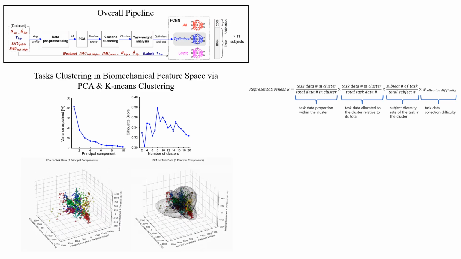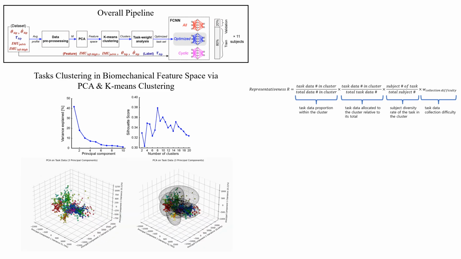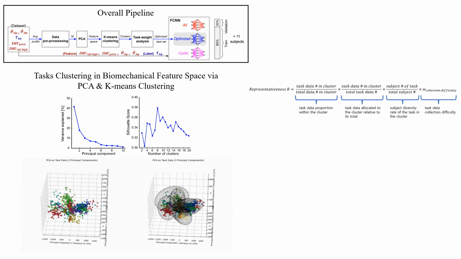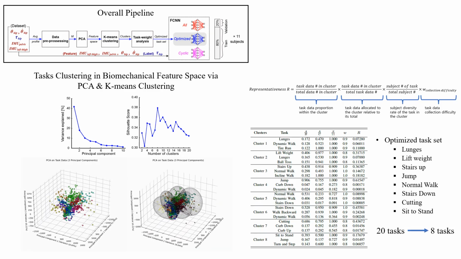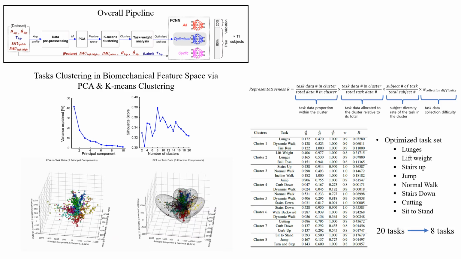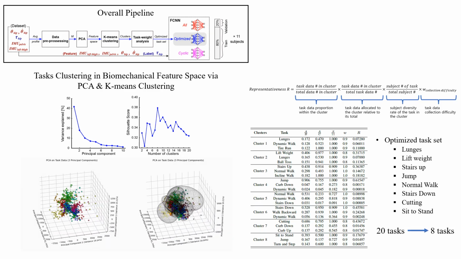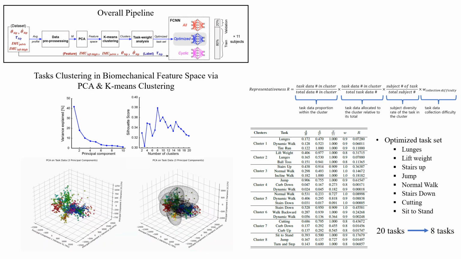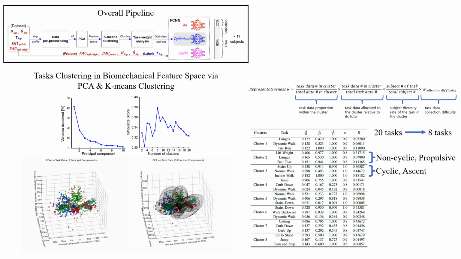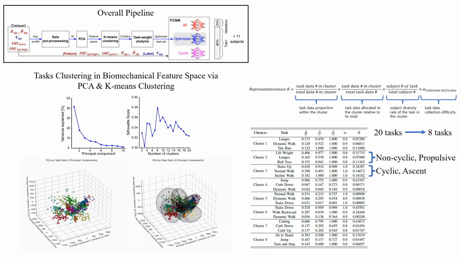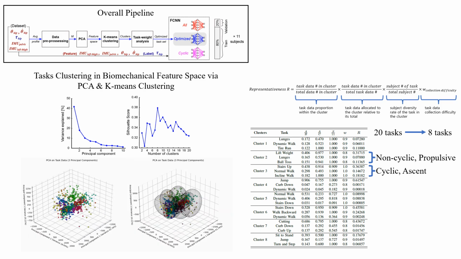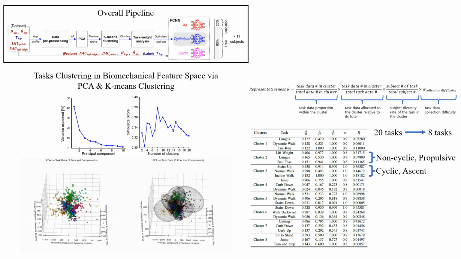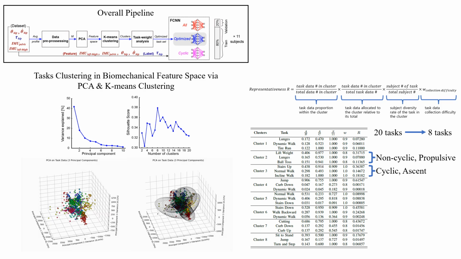Using this, we accounted for the data proportion, subject diversity, and the difficulty associated with data collection in our task selection process. The table shows the task weight analysis result for each cluster. From a total of 20 tasks, our approach reduced it to only 8 tasks. Furthermore, it clearly demonstrates the clustering of similar locomotor tasks, such as cluster 2 for non-cyclic propulsive movements and cluster 3 for cyclic and ascending movements.